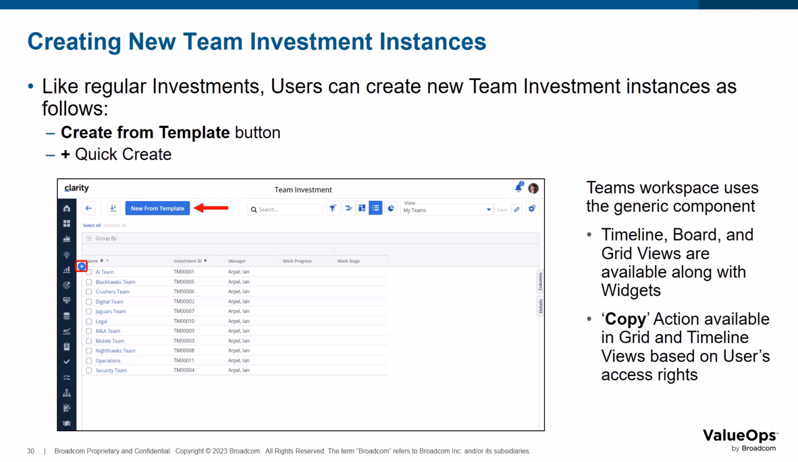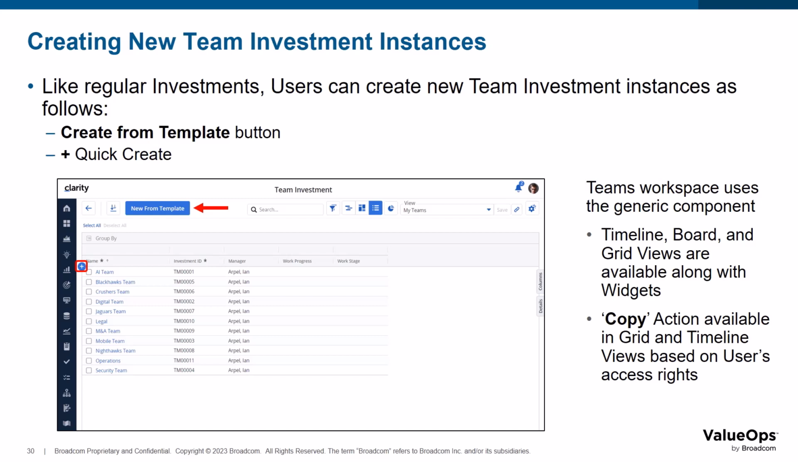And once you're in that workspace, there'll be a tile for every team investment object that you have in your system. And just like you would for any custom investments, you would just click on the team investment object where you want to add instances. In the example that I'm showing you here, I clicked on the object called team investment.